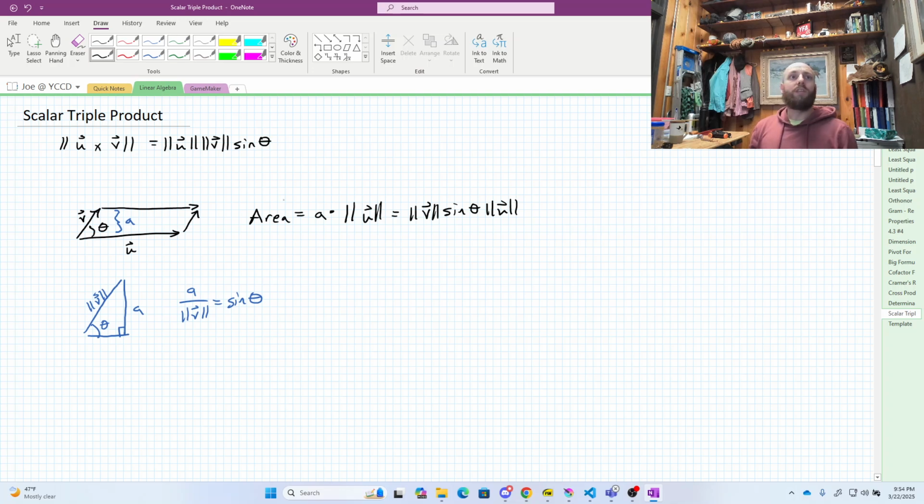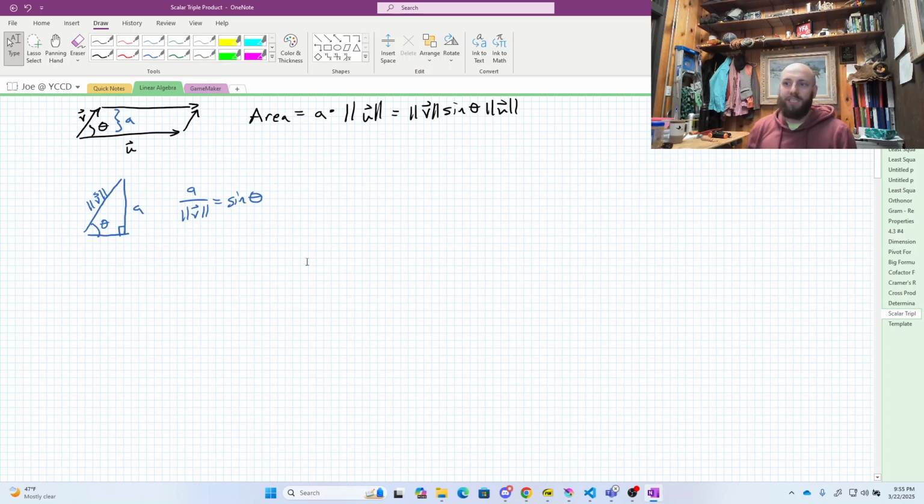Okay, cool. This gives me a double check on a fact that I claimed earlier, which is that this number, the magnitude of u times the magnitude of v times the sine of theta, is in fact the area of the parallelogram. Cool, great, awesome.